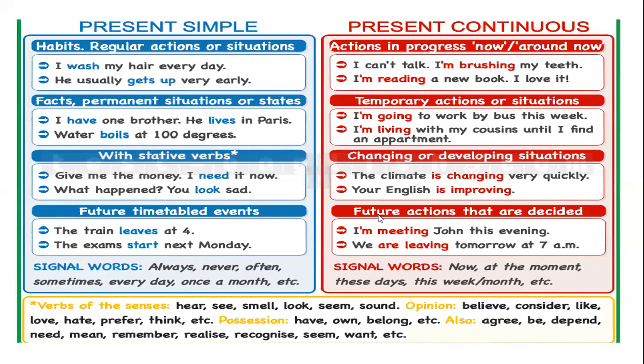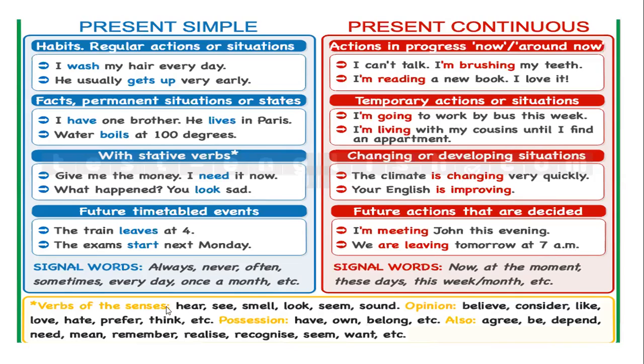And also, the present continuous is used for future actions. Este es el que más vamos a utilizar, ¿verdad? En la presentación que traigo, and also in the platform. For future actions that are decided. Para acciones futuras, ¿verdad? Que están siendo decididas. I'm meeting John this evening. Estaré viendo a John esta tarde. We are leaving tomorrow at 7 a.m. Estamos saliendo mañana a las 7 de la mañana.